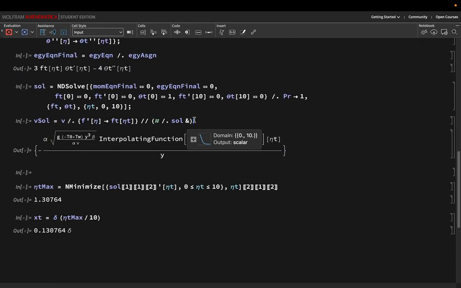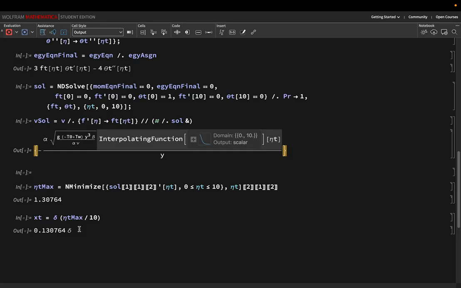Once I have the velocity profile, I have one term which is a function of eta and another which is a function of the Rayleigh number and other numbers. Because there is a negative sign here, I will try to minimize this interpolating function, and that should give me the solution. That is what I have been doing here. So I'm minimizing that function, and it gives me the value of eta, where this happens, to be around 1.30 something. If I divide that by delta, it comes to around 0.13.